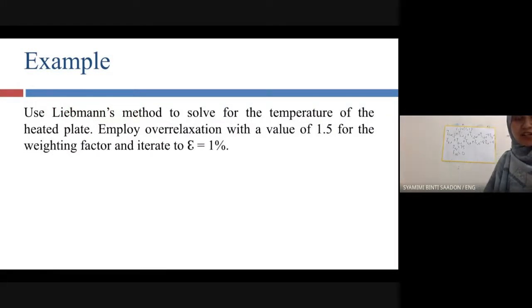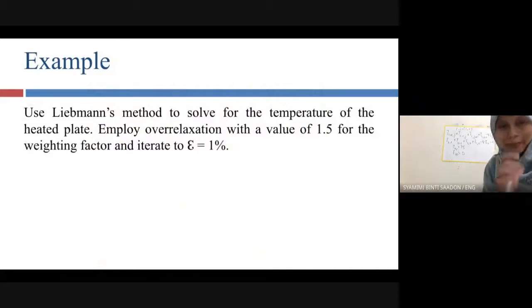So for this example, I have already calculated. You use Liebman's method to solve for the temperature of the heated plate. Employ over-relaxation with a value of 1.5 for the weighting factor and iterate to epsilon of 1%.